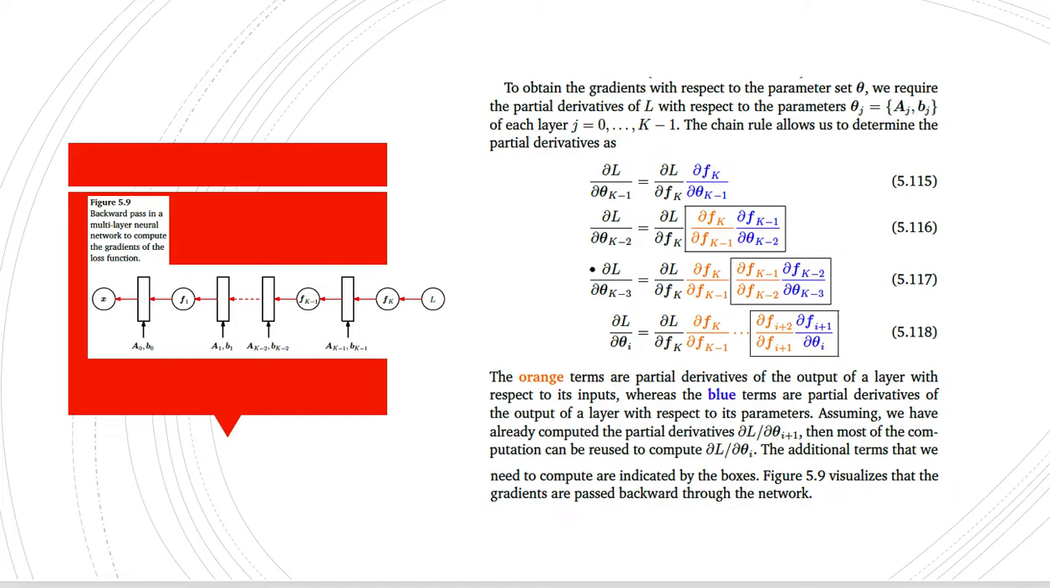Assuming we have already computed the partial derivative, this one, then most of the computation can be reused to compute the partial derivative of L over theta_i. The additional terms that we need to compute are indicated by the boxes. And then this figure visualizes that the gradients are passed backward through the network. So this is what we call backpropagation.